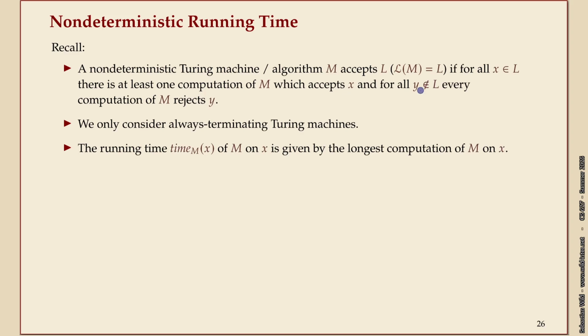But if a string is not in the language, then every possible computation has to reject it. That's the flip side. So there's an asymmetry, right? It's easier to accept something in a way than to reject. If you reject, then you have to reject it in all possible computations. We restrict our attention to these always terminating Turing machines. Don't do infinite loops. Everything has to have an end. And yeah, we define the time to be the longest possible computation if it's a non-deterministic machine. I said that in detail before, but just to recap.